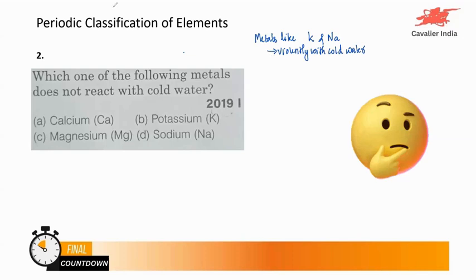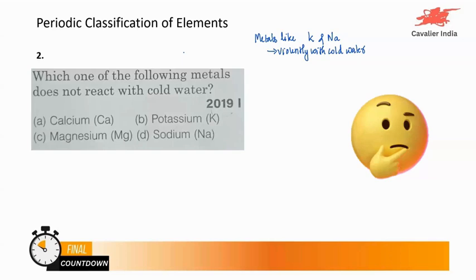Calcium will start floating. Why? Because hydrogen gas bubbles stick to its surface. Magnesium does not react with cold water, but it reacts with hot water. Aluminium, iron and zinc do not react with either cold or hot water, but they react with steam. Metals such as lead, copper, silver and gold do not react with water at all.